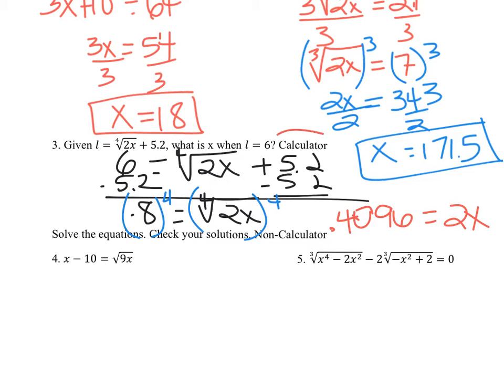Now notice this does say calculator. Okay, you may use a calculator on this one. So in order to solve for just x, I'll have to divide by 2, which gives me 0.2048, which is the value of x. Okay.